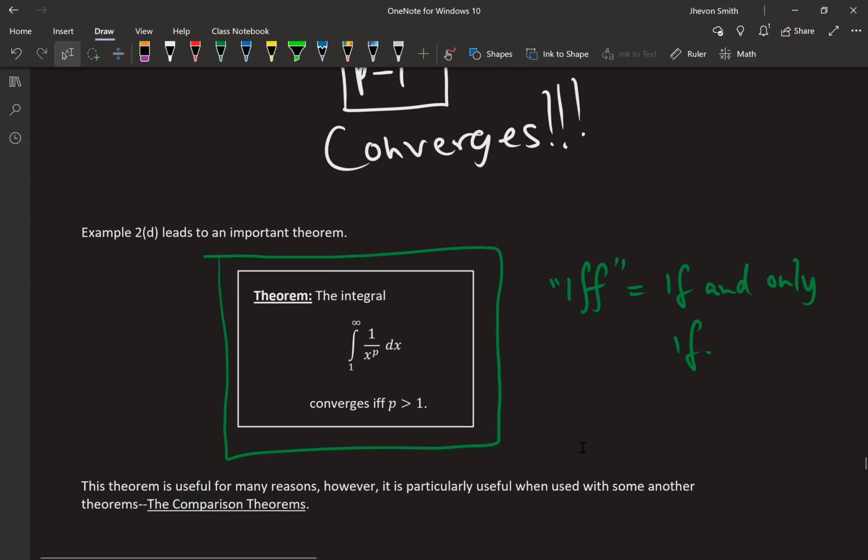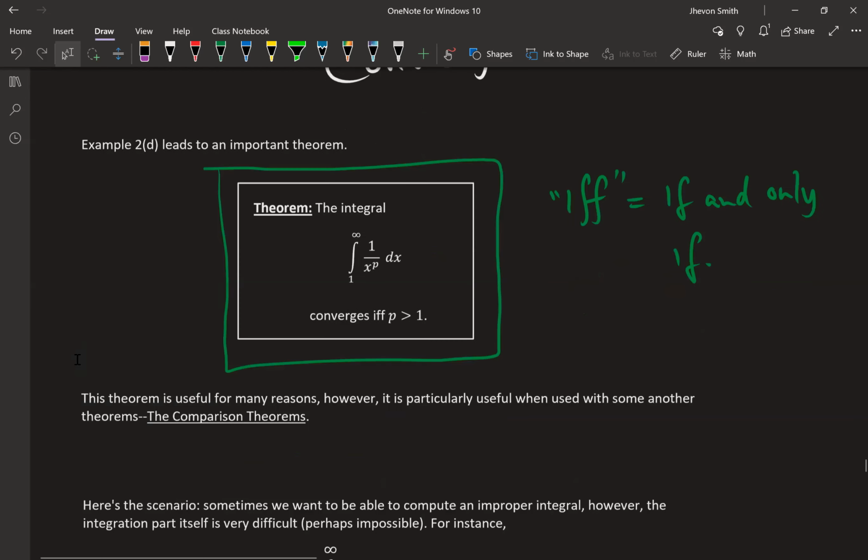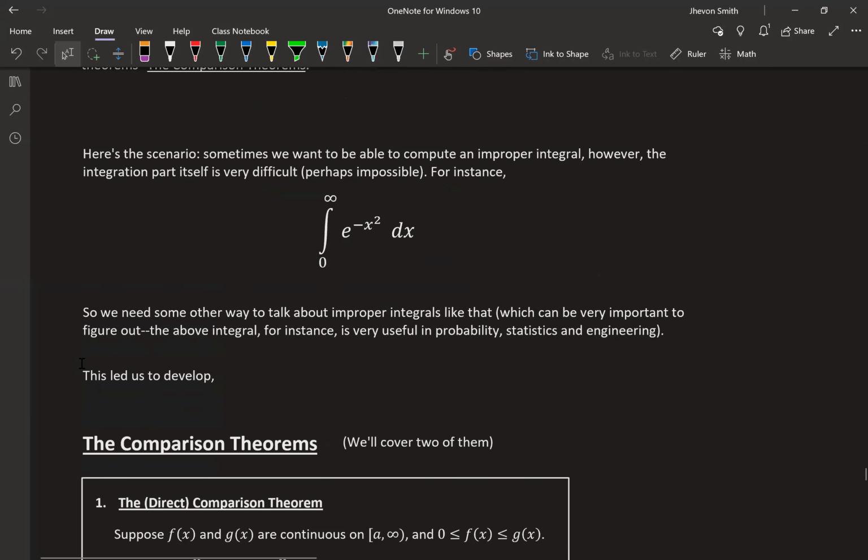Now, this theorem is useful for many reasons, as I mentioned. For us, it's going to be important because it's going to be a guy that we're going to often use in comparison theorems. Okay, so what are comparison theorems and why are they even necessary? Okay, and so now we're into new material. We didn't talk about this yesterday, so I'm going to talk about this now.